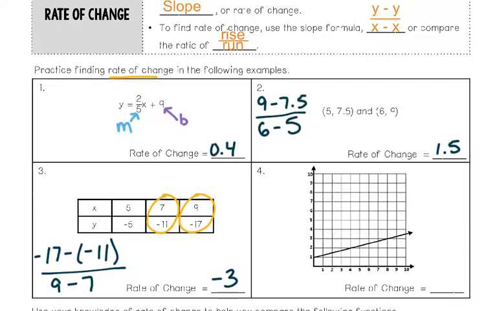So far, just comparing the rate of change from 1, 2, and 3, number 3 actually has the greatest rate of change, even though it's negative. It's decreasing, but it's decreasing at a rate that's greater than 0.4 and 1.5. So right now, number 3 has the greatest rate of change.